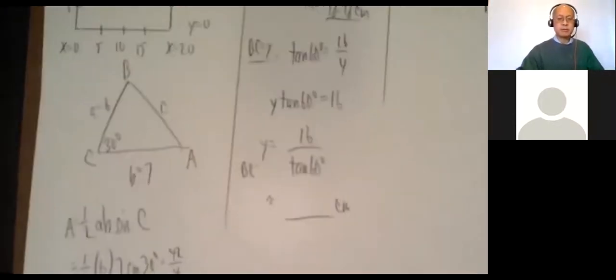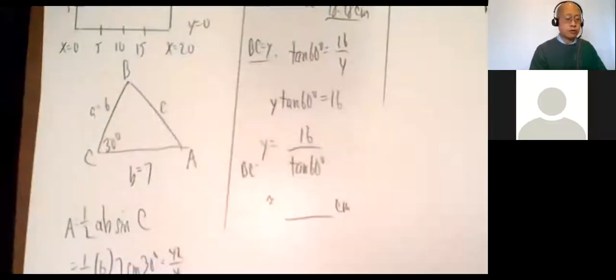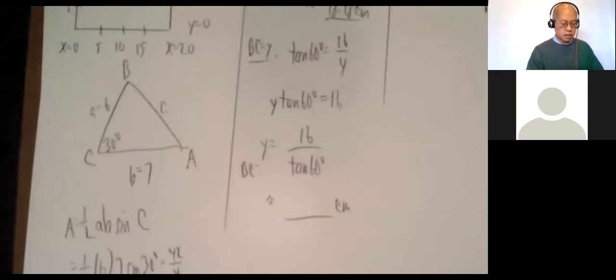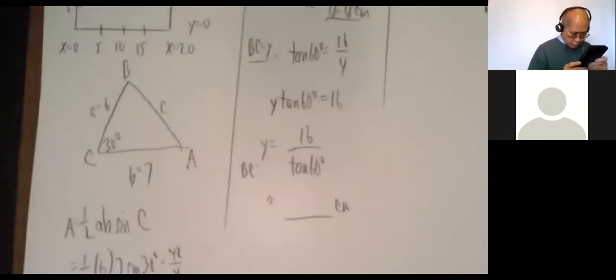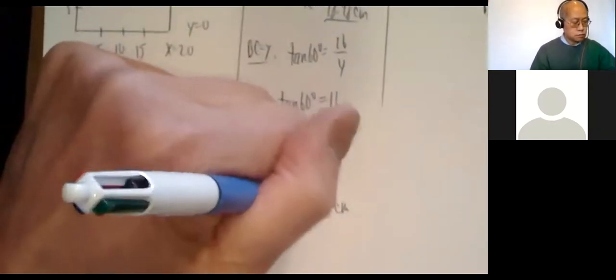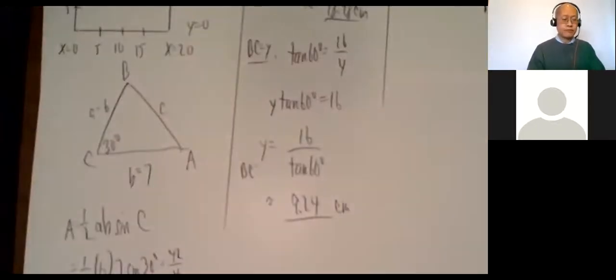So many centimeters. Okay, and just make sure I'm in degree mode. By the way, for the test, you might have to be able to switch back and forth between degrees and radians, right? So be ready to switch back and forth. This one's in degrees. So let's see, 16 divided by tangent 60. 9.24.